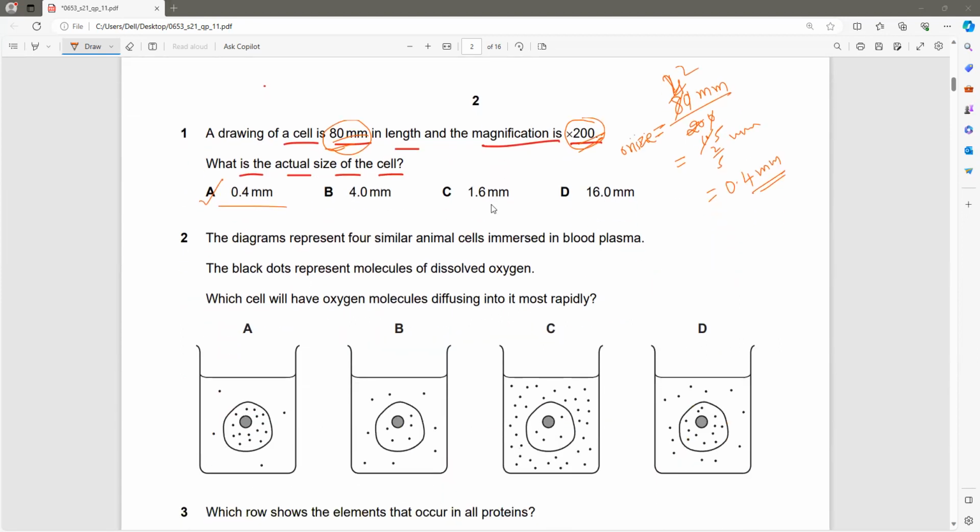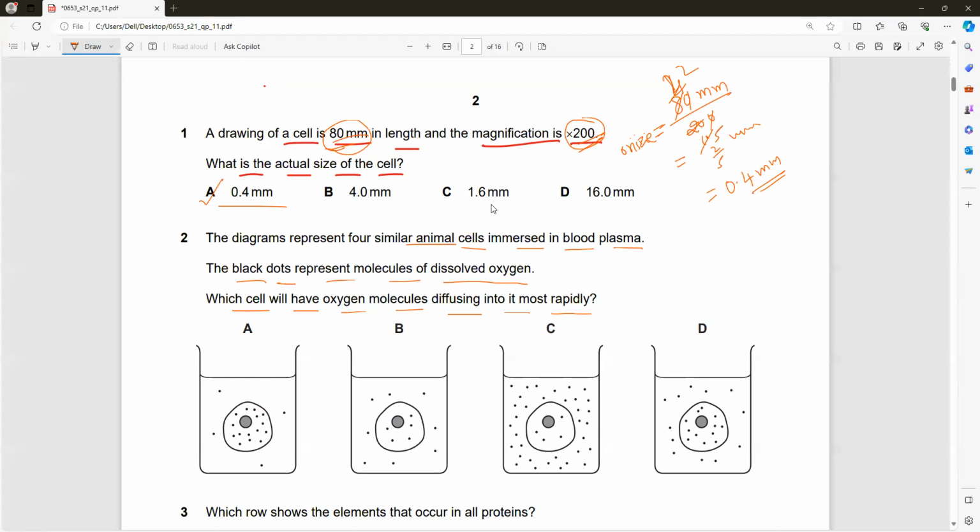Next, the diagram represents four similar animal cells immersed in blood plasma. The black dots represent molecules of dissolved oxygen. Which cell will have oxygen molecules diffusing into it most rapidly? That is what they're asking. In which cell are we noticing oxygen diffusing into it most rapidly?